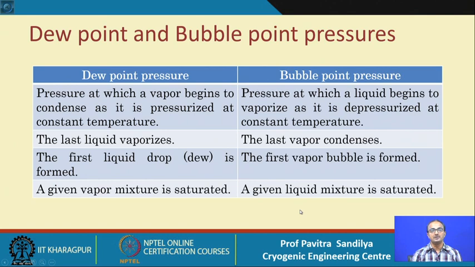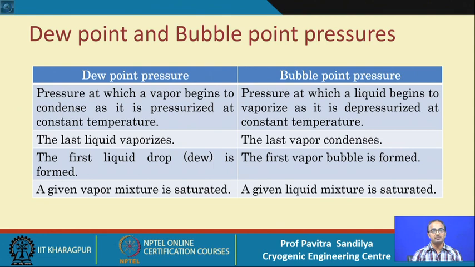Now we come to the definitions of the dew point and bubble point pressures. What is dew point pressure? The pressure at which a vapor begins to condense as it is pressurized at a constant temperature, and the bubble point pressure is the pressure at which a liquid starts vaporizing as it is depressurized at a constant temperature. That means the whole process is being carried out isothermally.